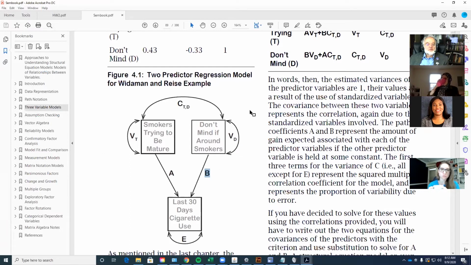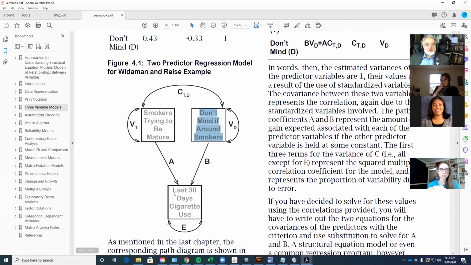And we talked about the tracing rules here, that this model is saying that the correlation between my predictors is this single number. And the correlation between this predictor and that criterion is the number 1 times this weight plus this correlation multiplied by the other one. And the same song, second verse, applies to the other one. And then finally, the variance of the criterion variable is equal to all of the paths that start at the criterion and end up at the criterion again.